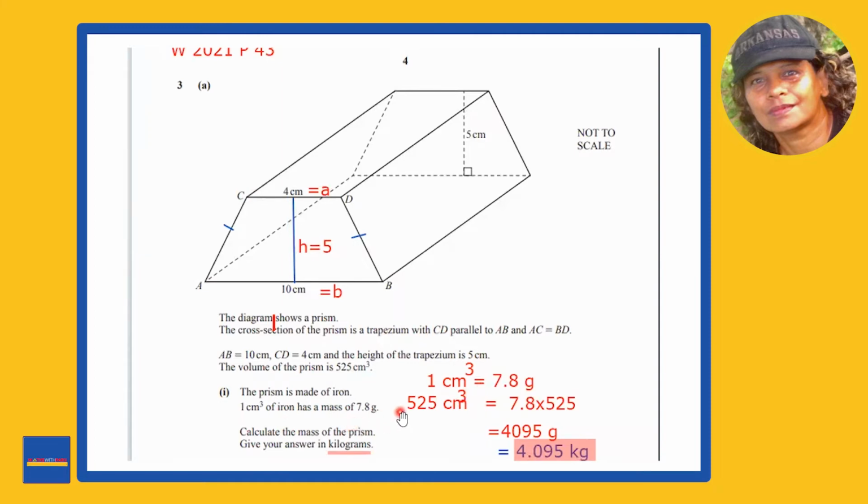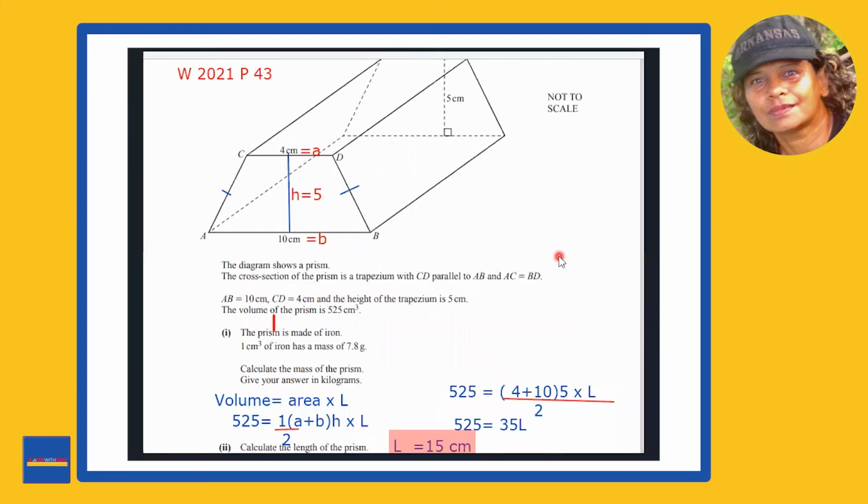1 centimeter cubed has a mass of 7.8 grams. So 525 centimeters cubed has a mass of 7.8 times 525, which is 4,095 grams. And the answer is asked in kilograms. So it's 4.095 kilograms. Moving on to the next part of the question, they say, to calculate the length of the prism.